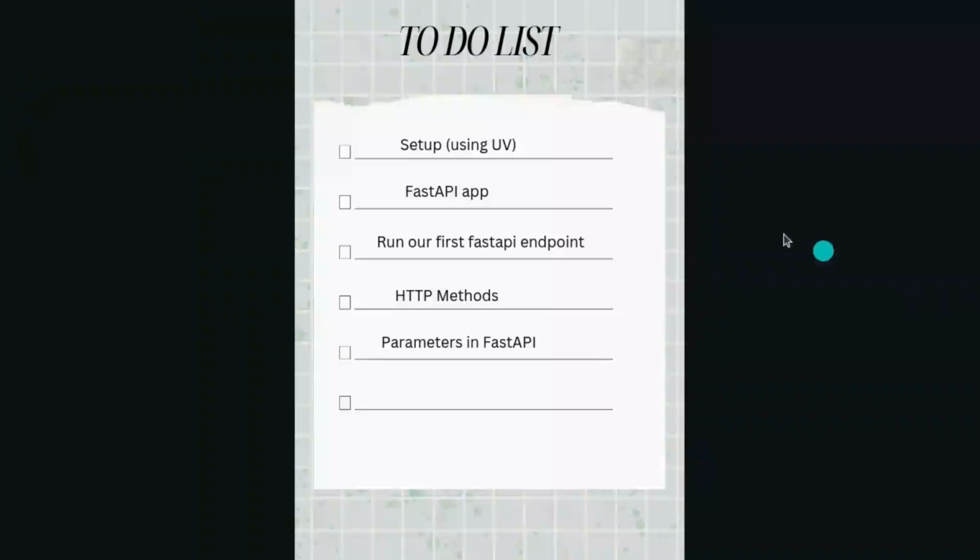So as we decided, we successfully set up our project using UV. Then we set up our FastAPI app, and then we ran our first FastAPI endpoint as well. I think the video has gone quite long, so we will discuss the HTTP methods and the parameters in FastAPI in our upcoming videos. So stay tuned. Thank you for watching.